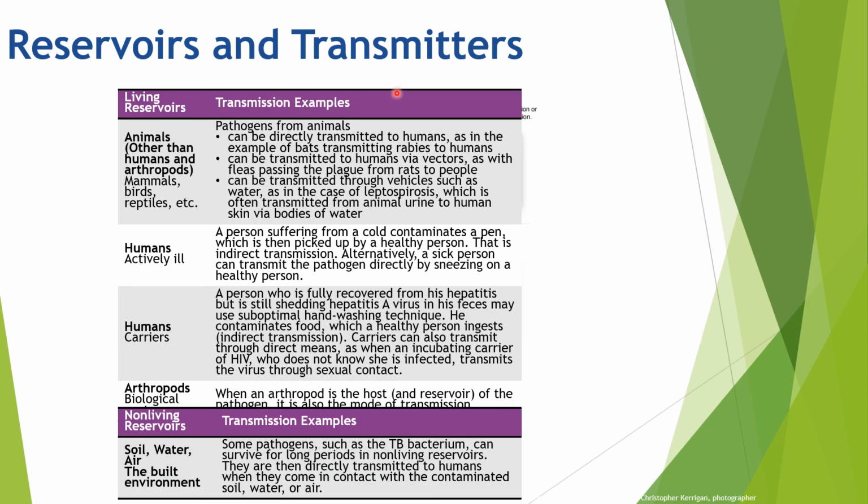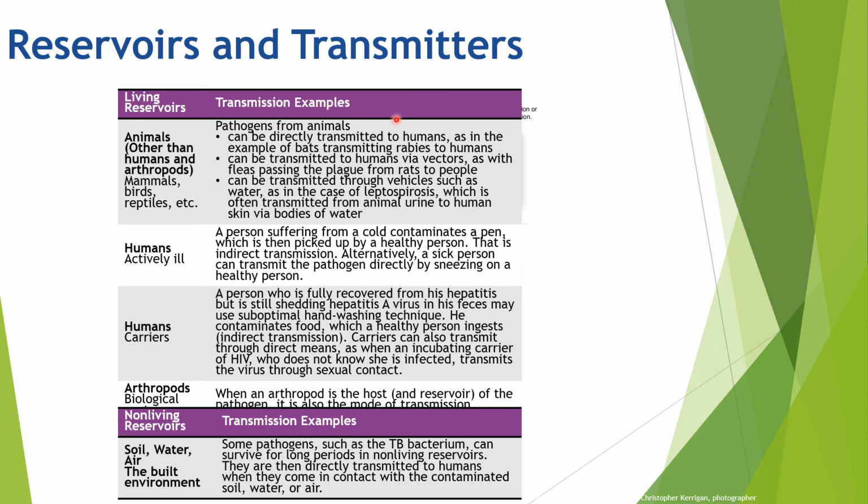Now, if we take a look at some reservoirs and some transmitters, how do we get infected? Well, one is animals. So mammals, birds, reptiles, of course humans. Let's say someone gets bitten by a squirrel, and the squirrel is carrying rabies. Well, that's a direct contact with the animal. If they bite you or scratch you, you can get it. Even some domestic animals, cats and dogs, could be carrying a certain microbe. And if they scratch you, or even if they lick you, they can transmit it to you.